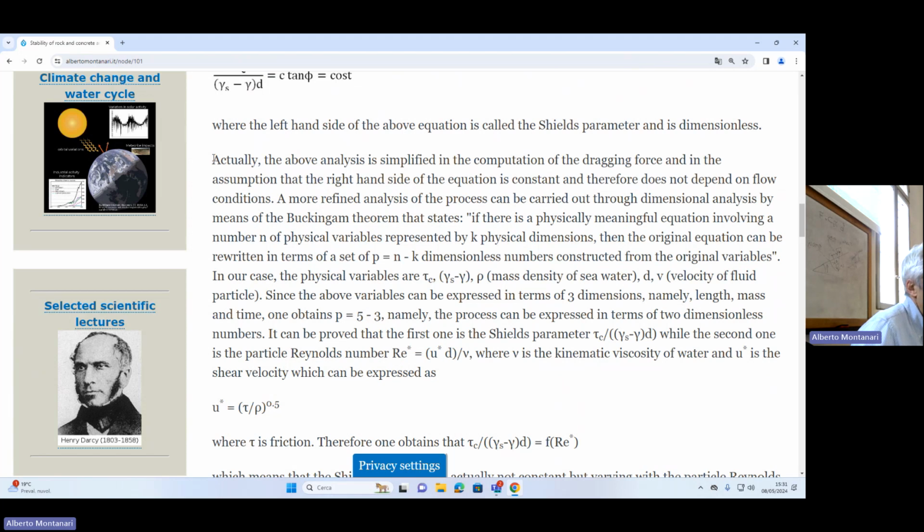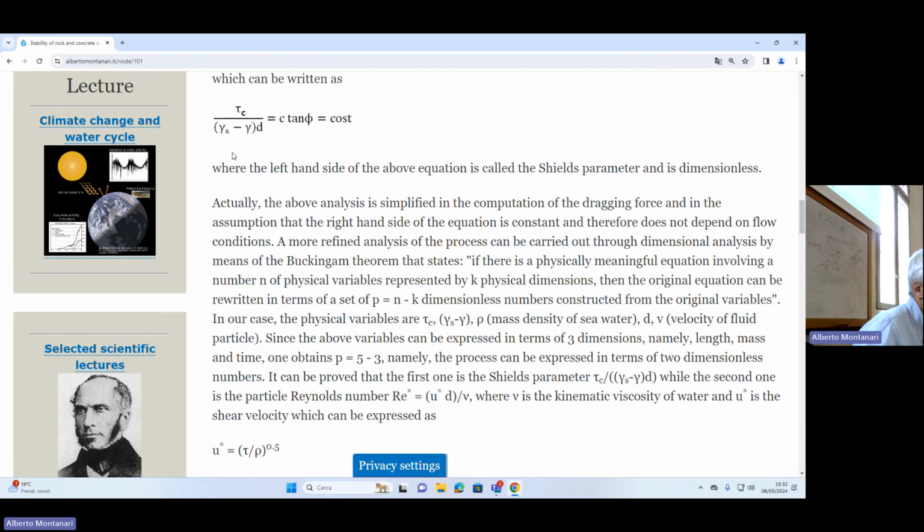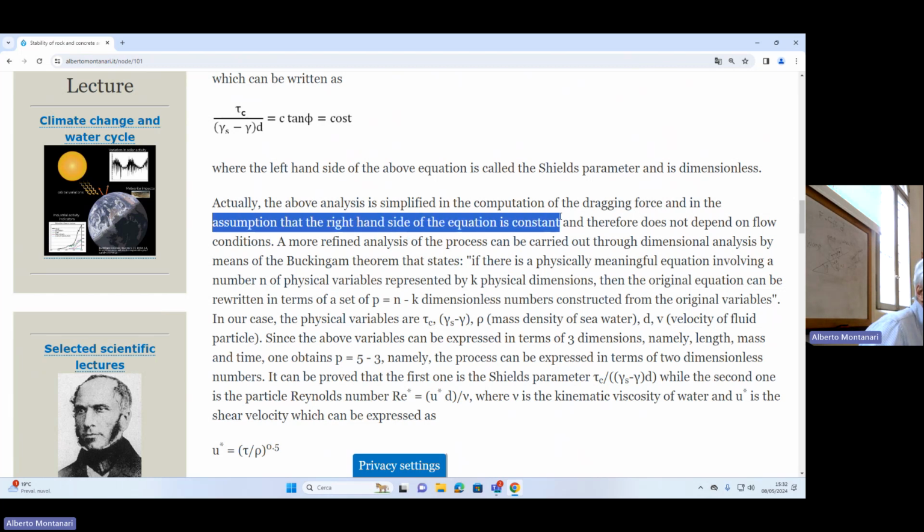And so, first of all, what is the limitation of this relationship? Now, I want to discuss with you the reasons why the constant is actually not constant, okay? Because we made assumptions that bring us to say, okay, this is constant. Actually, there are limitations. So the analysis is simplified in the computation of the dragging force. Because, you know, we assume that the dragging force depends on a characteristic size of the boulder. And actually, the boulders may be a mix of boulders. There might be, I mean, it is for sure simplified. And it is simplified in the assumption that the right-hand side of the equation is constant and therefore does not depend on flow conditions. Okay?